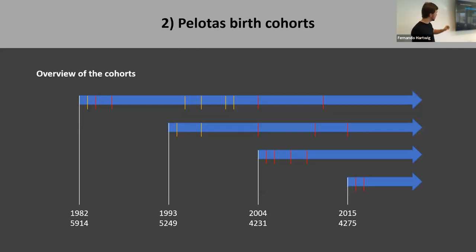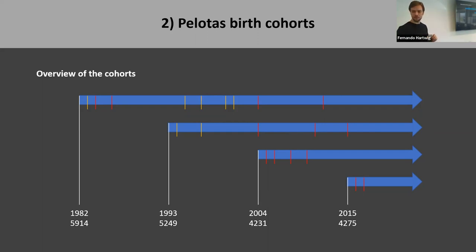And I'm just highlighting here in red the visits that we did in each one of those cohorts, where we aimed at measuring the entire cohort. And in yellow, just when we targeted subsamples of the cohort. So we see that in Pelotas 82, for example, we had several yellow marks, that is several follow-up visits targeting subsamples because we didn't have a lot of money.